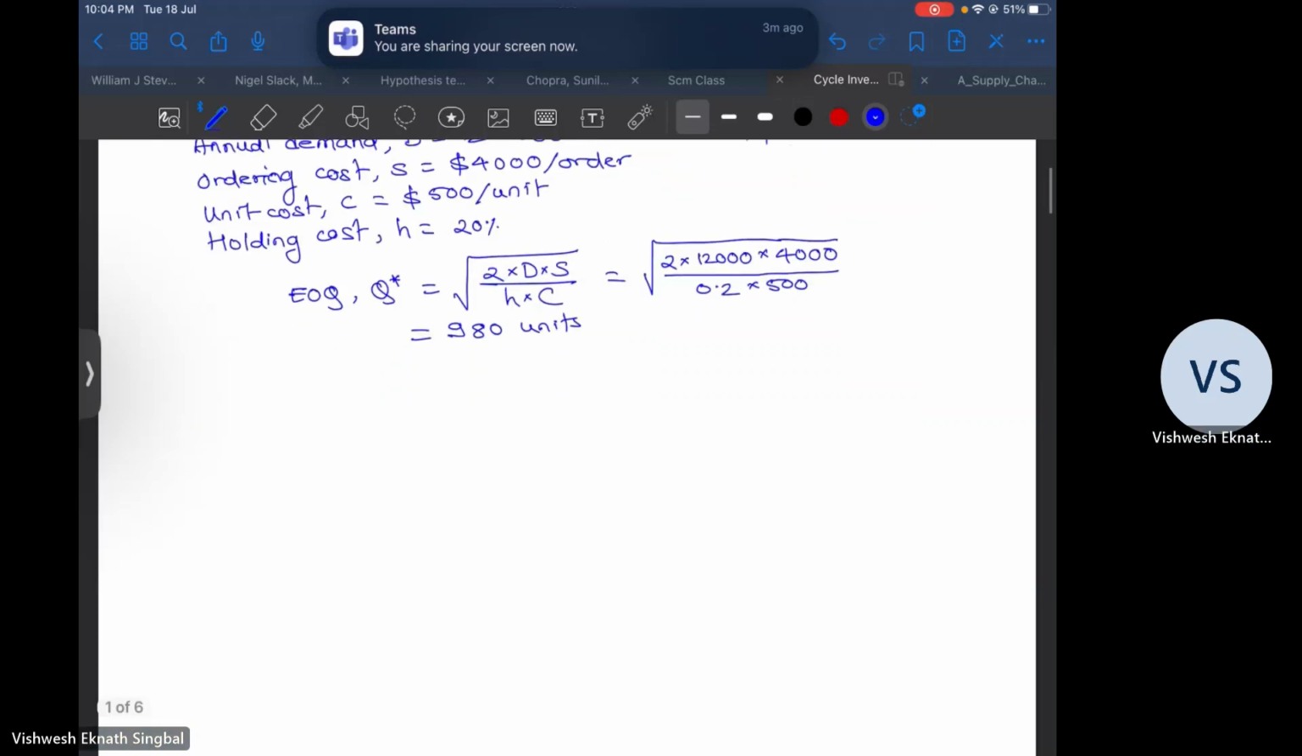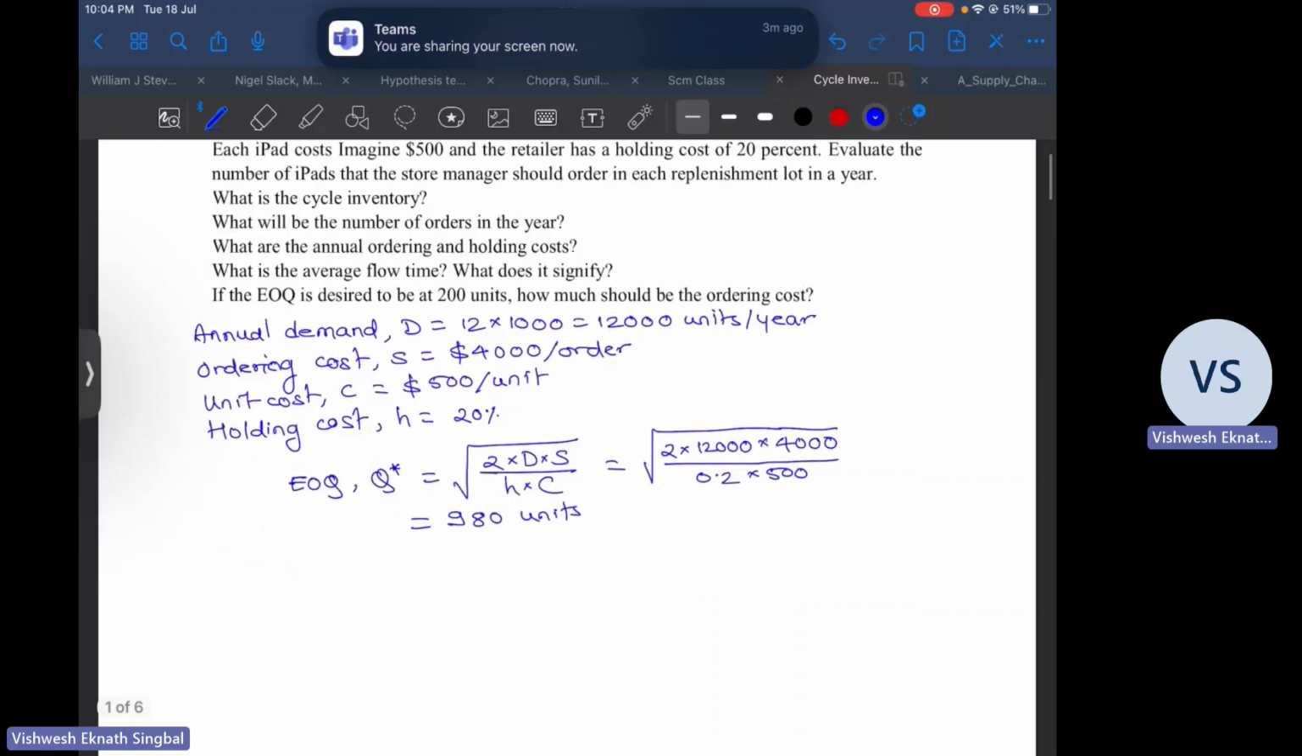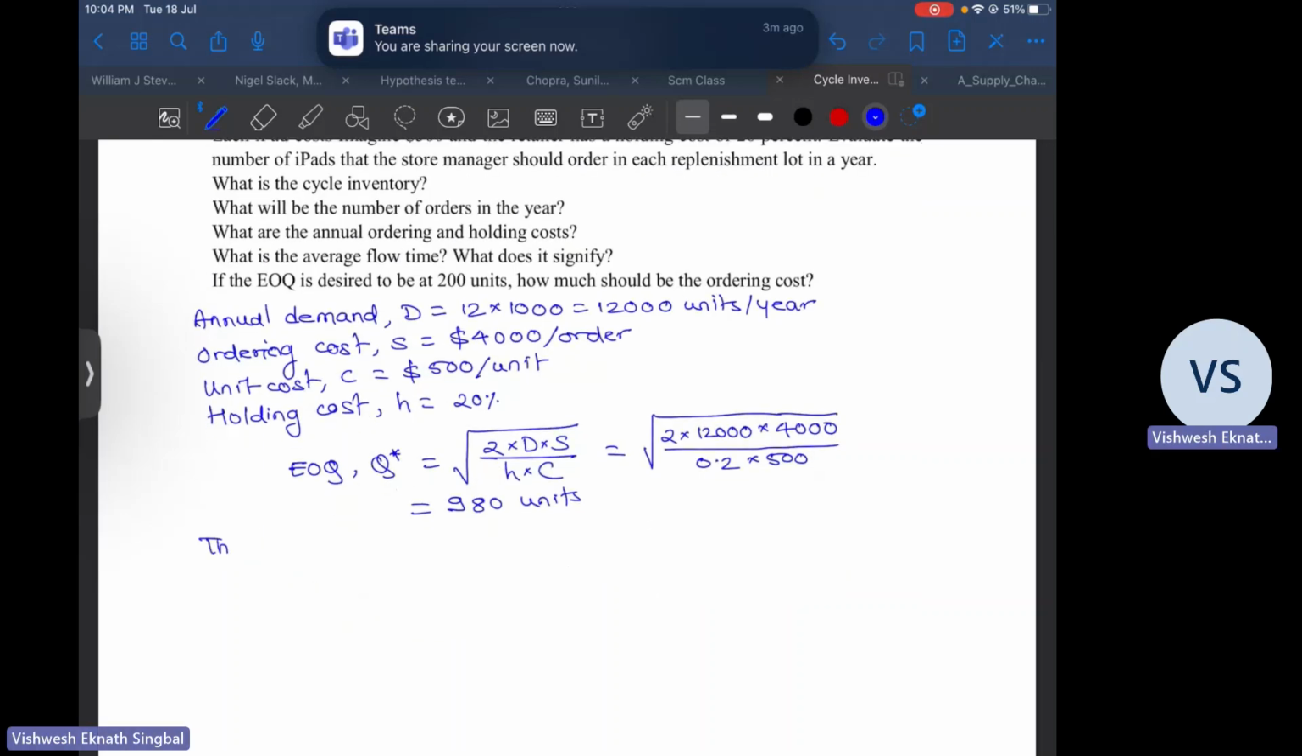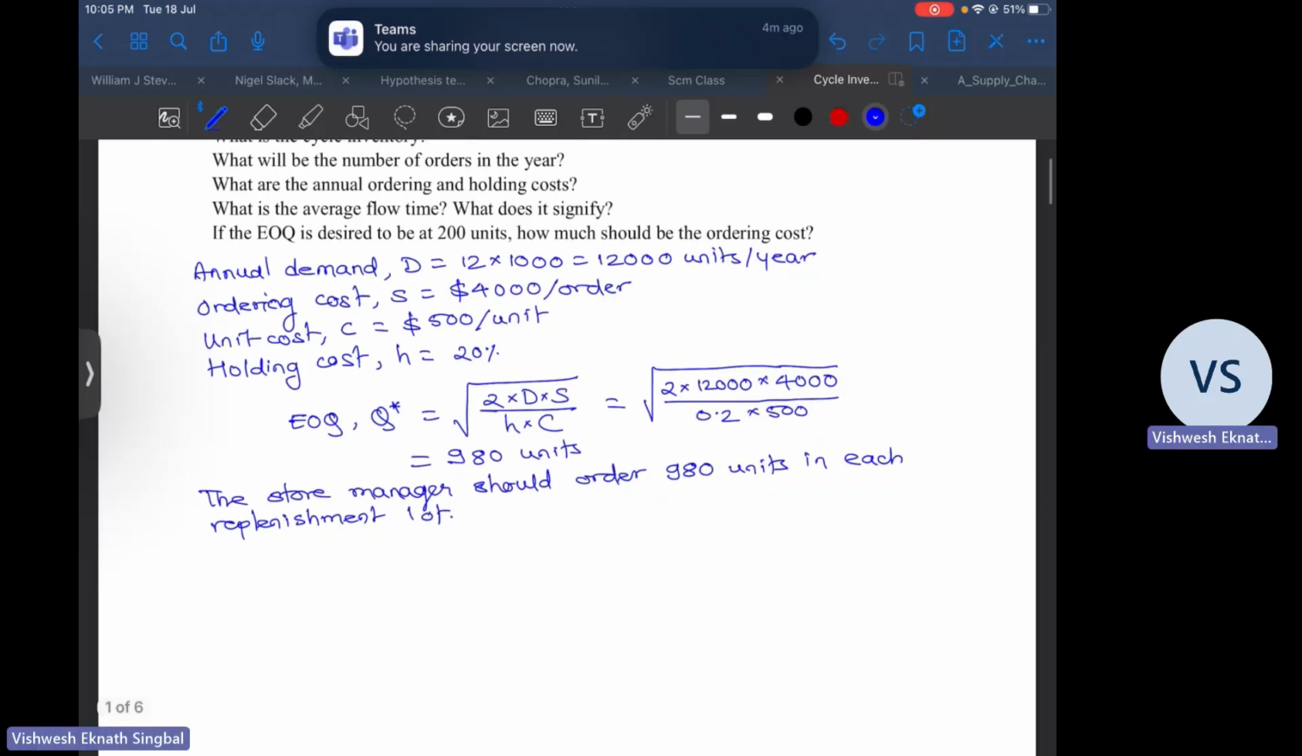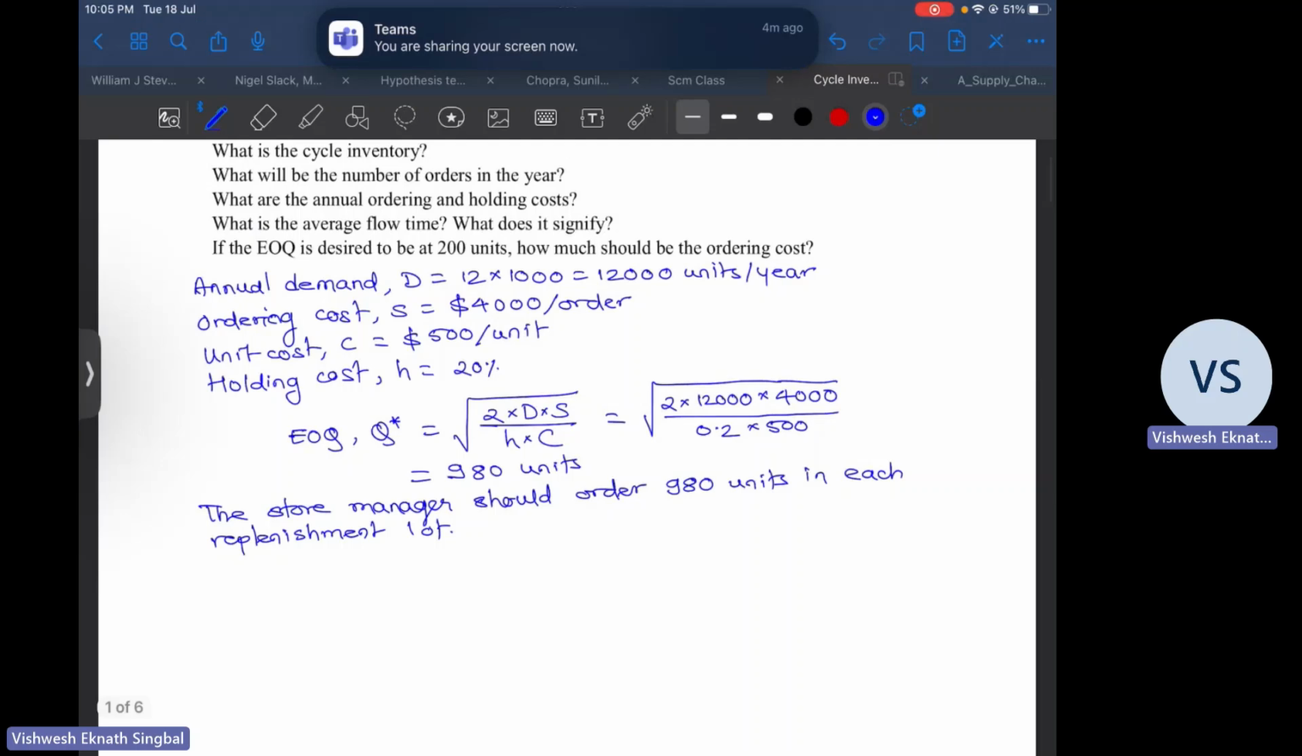Now we have found the first answer. So the store manager should order 980 units in each replenishment lot. All right. Now we'll go towards the follow-up questions.